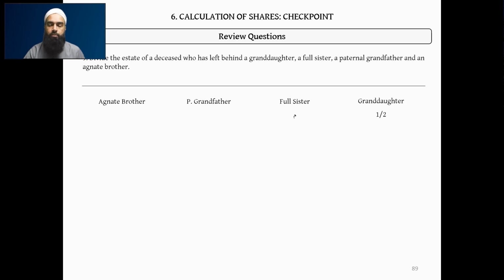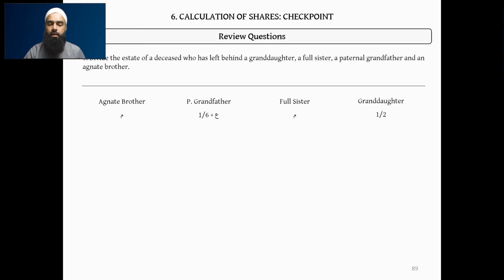This would be the paternal granddaughter, meaning that granddaughter would be the son's daughter, yeah? The paternal grandfather, there's no father, so he'll receive the 1/6, but there's a granddaughter there, so he will also receive the asaba, the agnatic share. And the agnate brother will now receive nothing because the grandfather is there. So we can see that there is a half and there's 1/6. So half is from group 1, 1/6 is from group 2.